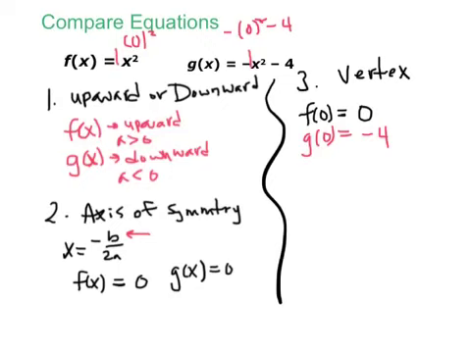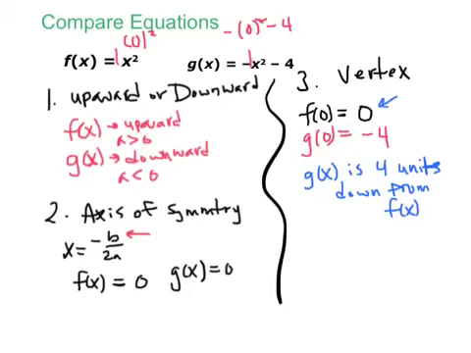So we can see, or we could anticipate, that g of x is 4 units down from f of x. Because we know that the vertex here is 0, 0, and the vertex here is 0, negative 4. So this one we know is the origin, and in relationship to the origin, g of x is 4 units down from that. So those are the three things that we look at when we're talking about comparing equations.